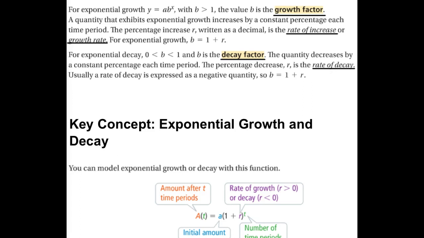There are a couple terms that I want to clear up. It says, for exponential growth, y equals a times b to the x power, with b being greater than 1. The b is called our growth factor. Okay? B is the growth factor. A quantity that exhibits exponential growth increases by a constant percentage each time period. So when they talk about population growth or interest for money, that's going up by a certain percent. That percentage of increase is our R value. It is written as a decimal, and it's called the rate of increase or growth rate.